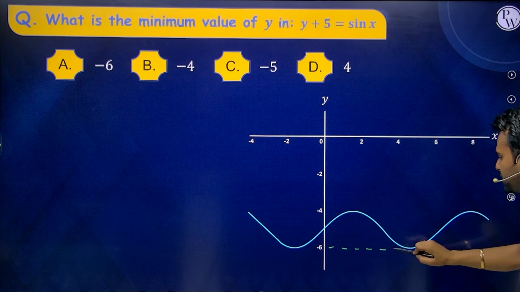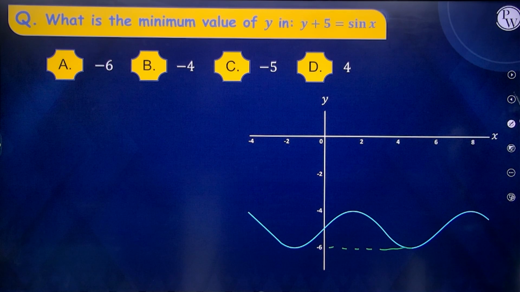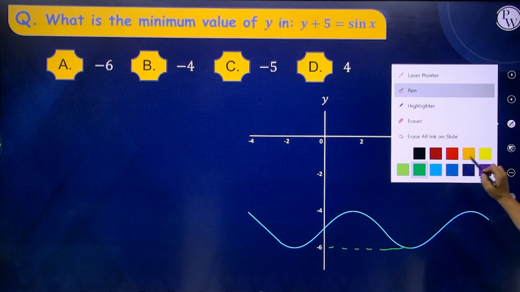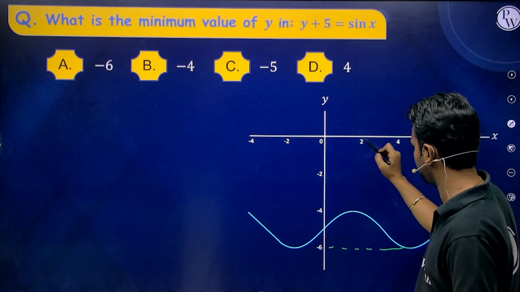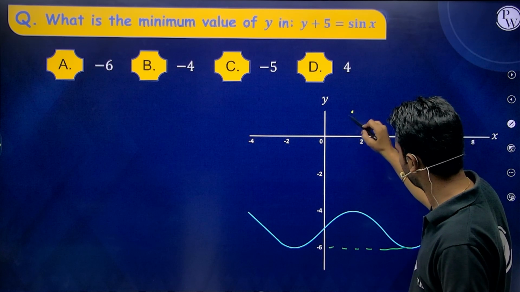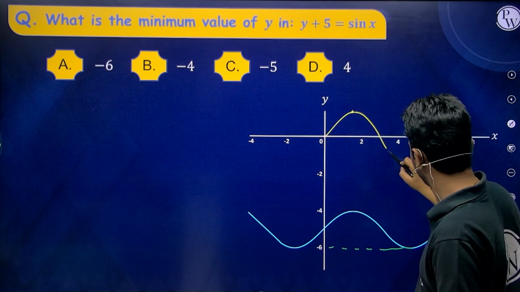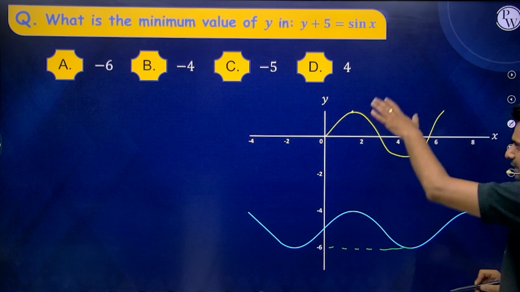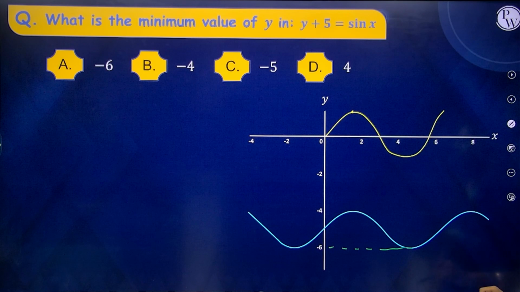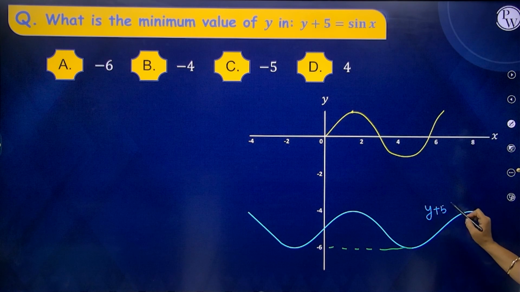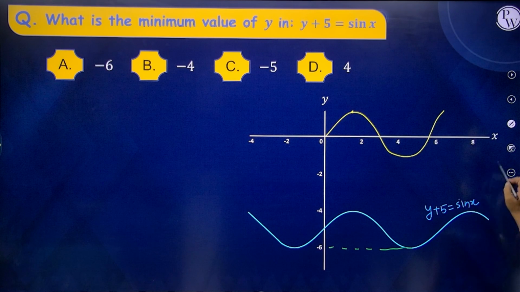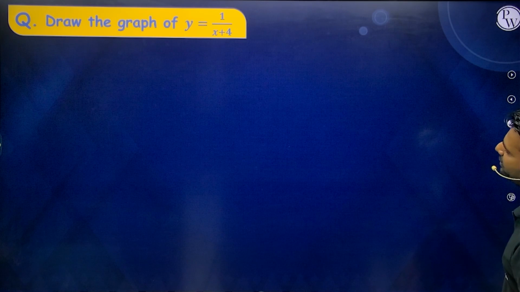Have a look at this, kids. I hope you guys are clear with this particular thing. And this is how the graph of y equal to sine x will be looking. You simply need to take this graph 5 units down to get the graph of y plus 5 equal to sine x. And this is the y equal to sine x graph. Yes, kids? Okay. Draw the graph of this particular expression.